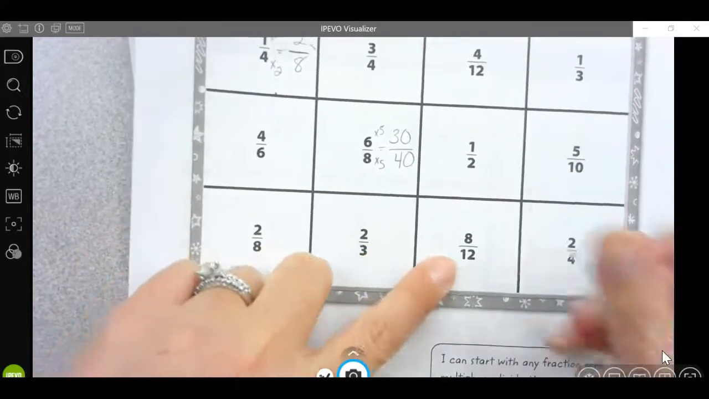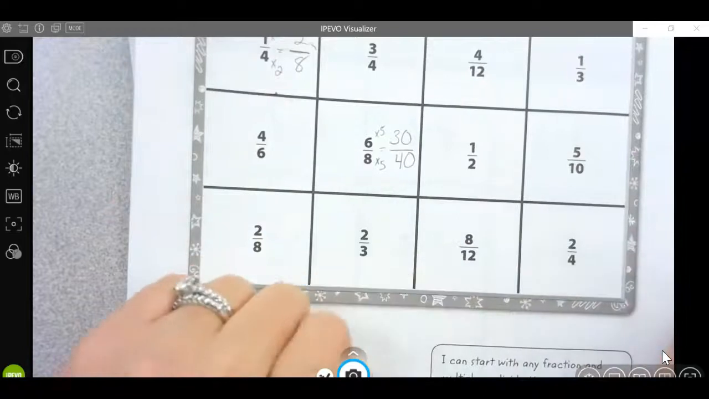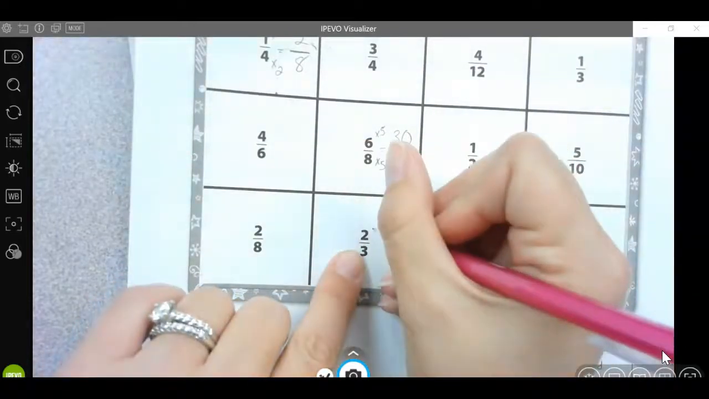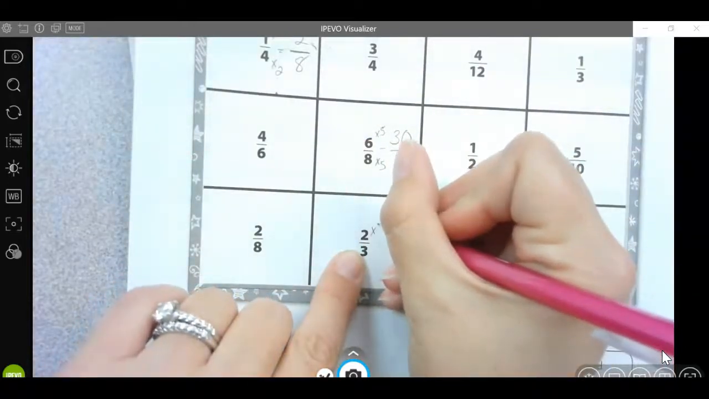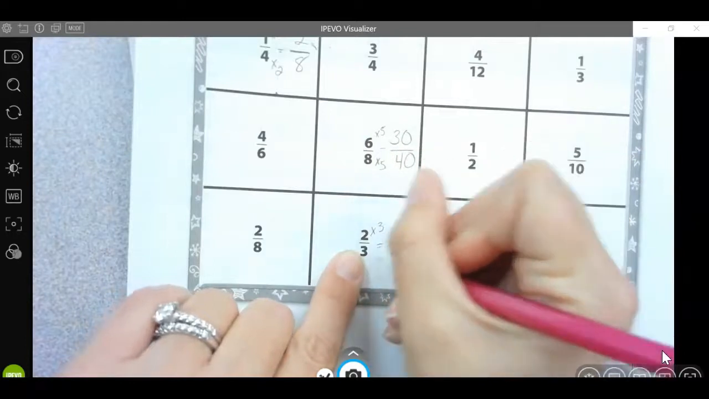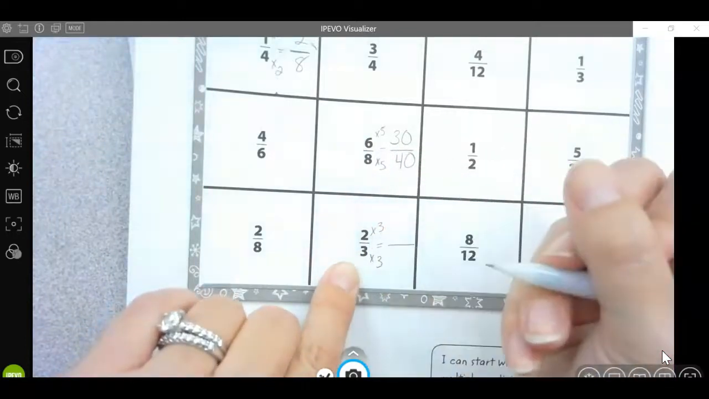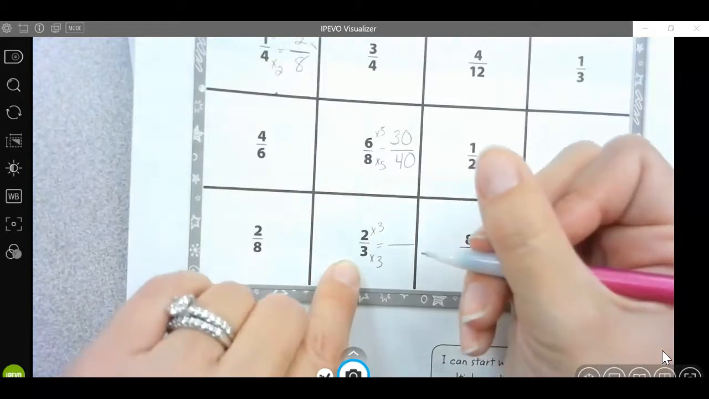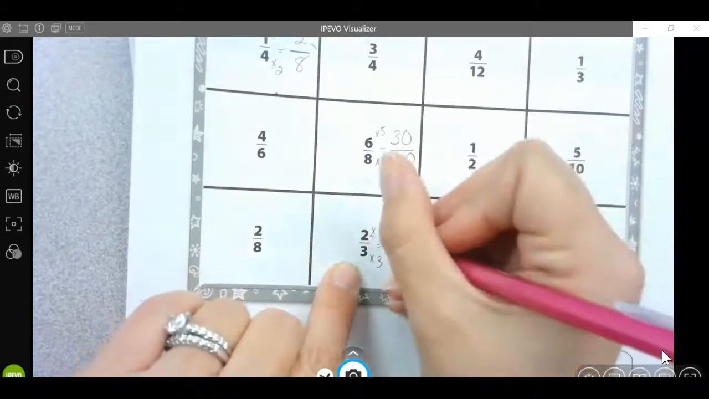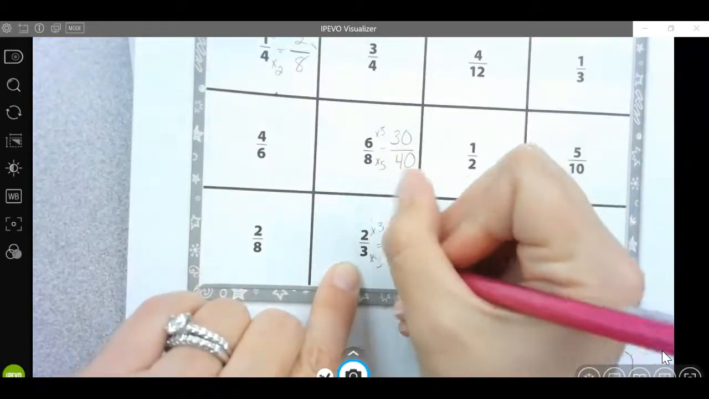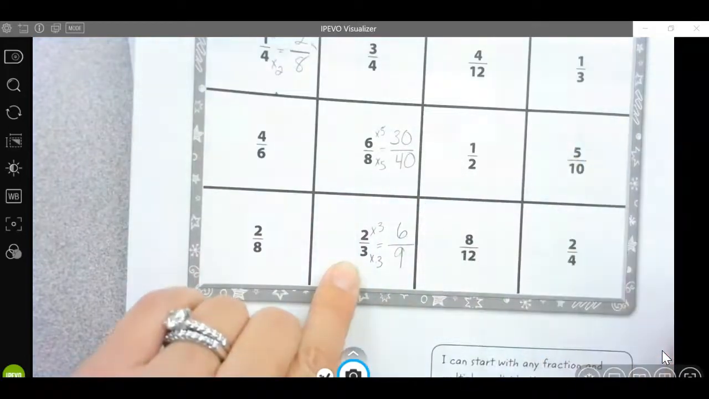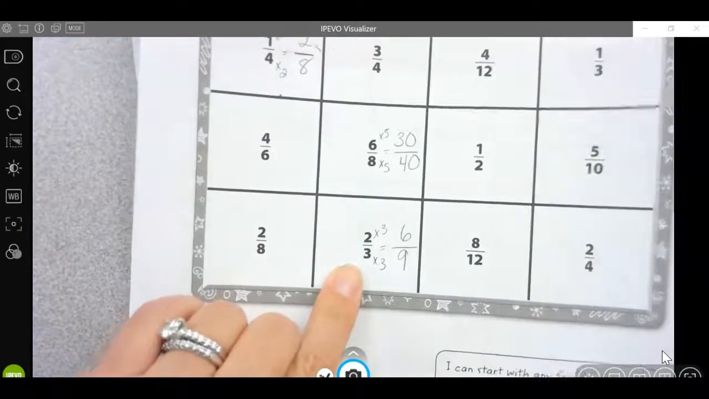Let's go down here. I'm going to choose to multiply, let's do this one, 2/3. I'm going to multiply this by 3. And I'm going to multiply the bottom by 3. Whatever you do to the bottom, you do to the top. Okay? 2 times 3 is 6. 3 times 3 is 9. Okay? You can try the rest on your own for some practice.